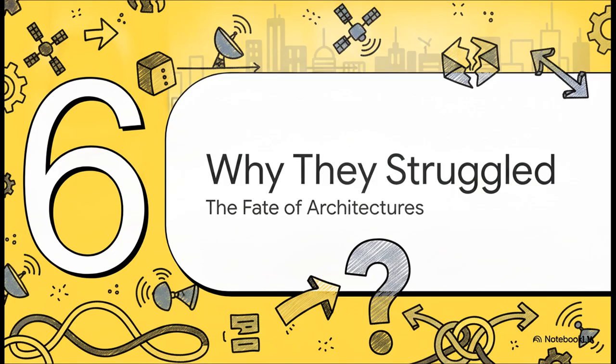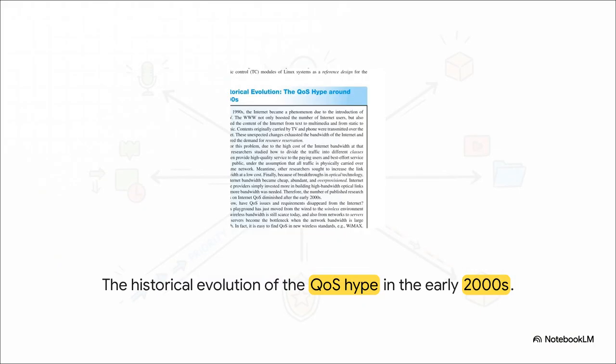Which brings us to our final section, Section 6, why both architectures struggled. Back during the massive QoS hype in the early 2000s, the internet was booming. Multimedia was taking over everything, and researchers were frantically trying to implement IntServ and DiffServ to basically prevent the network from collapsing. But here's the crazy part. Despite all of this intricate architecture and genuinely brilliant engineering, neither IntServ nor DiffServ actually took over the global wired internet in the way engineers envisioned.